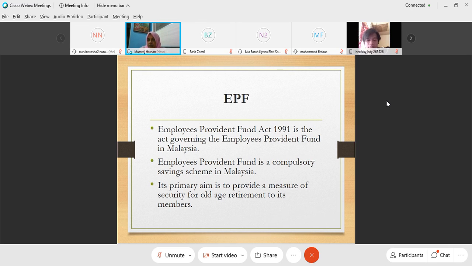So another question: will it always be deducted the same as the EPF? It will be deducted from the employee's salary also. EPF also will be deducted from the employee's salary. At the same time, the employer also has to make their own contribution. Both parties have to pay.